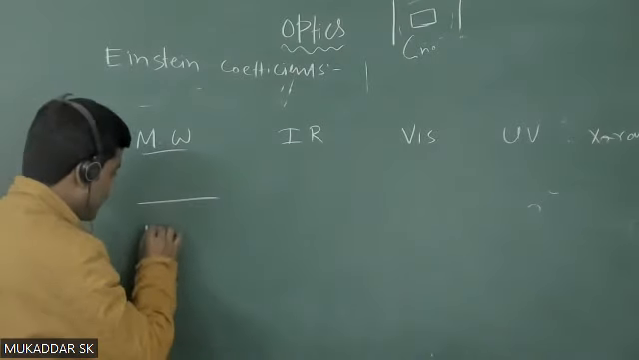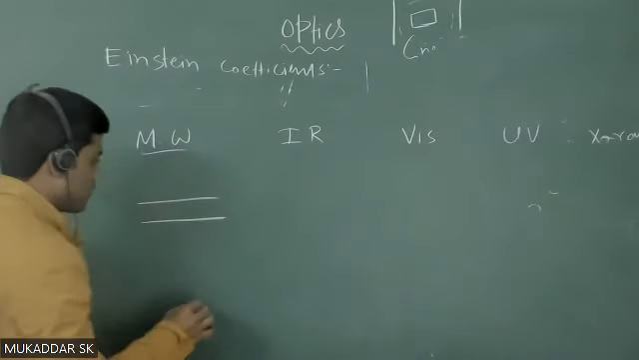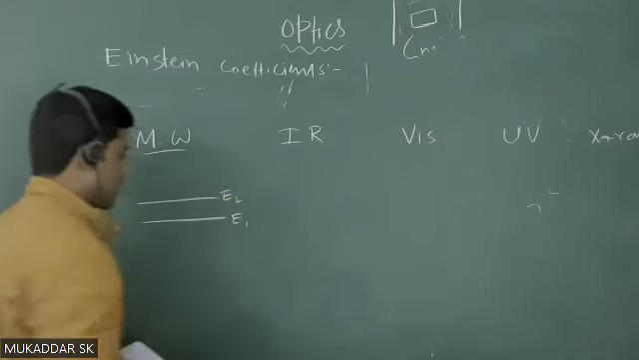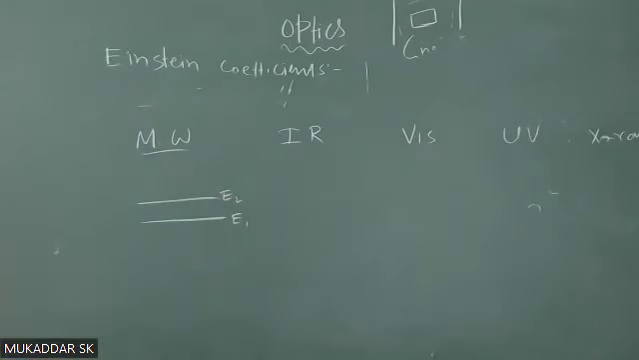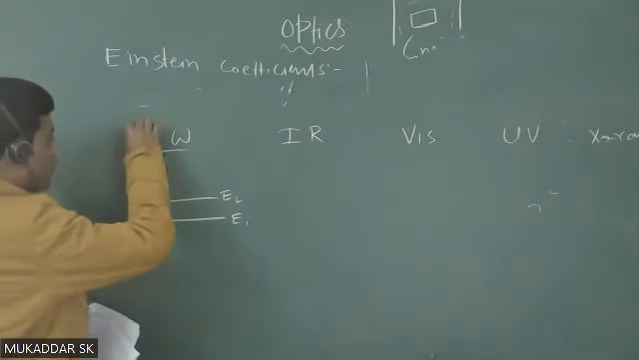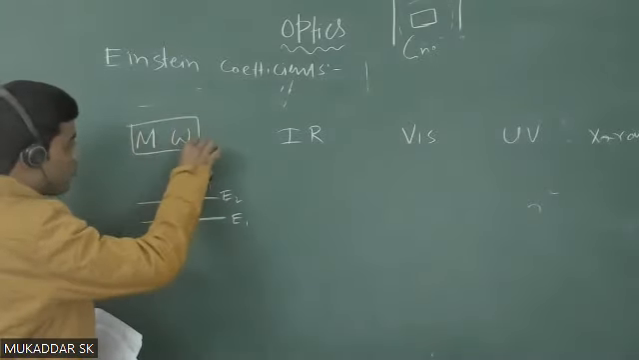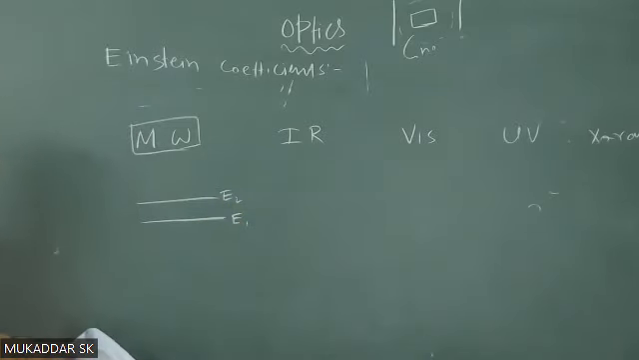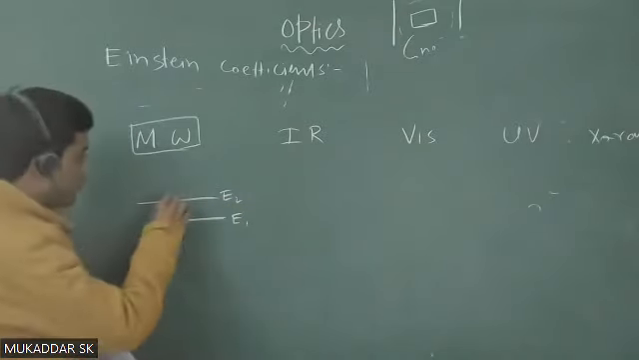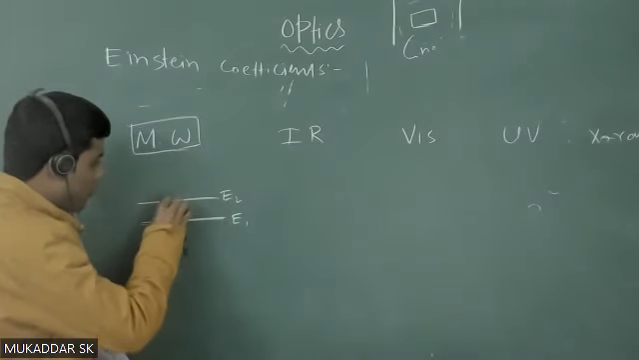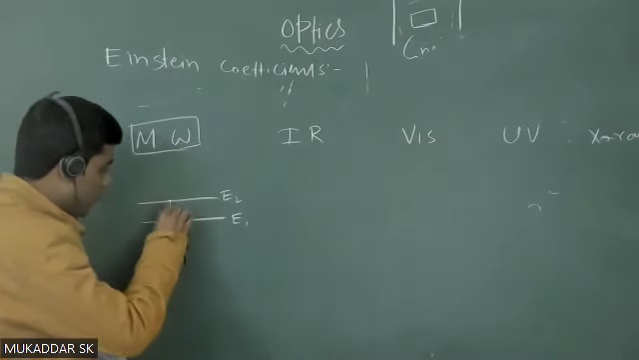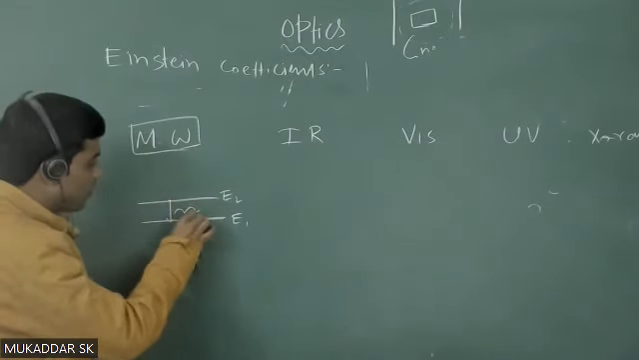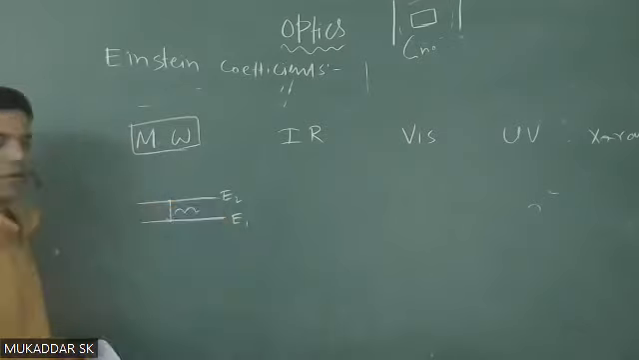Suppose you have some materials with energy levels E2 and E1, and we can produce microwave when the separation between E2 and E1 is small. When the atom is at E2 and makes a transition to E1, there will be emission of a photon, and this photon will be microwave when that separation is small.